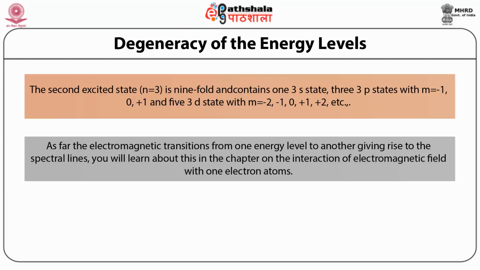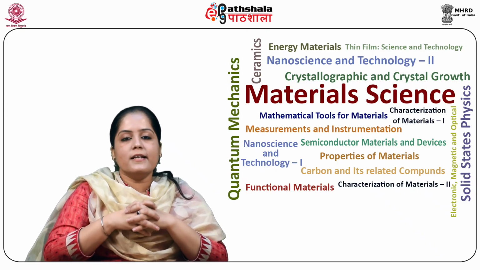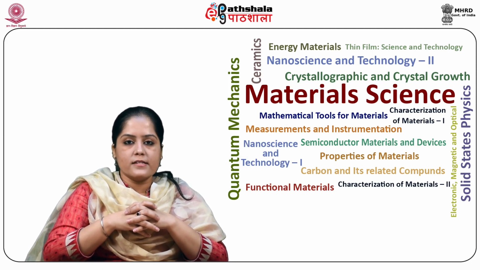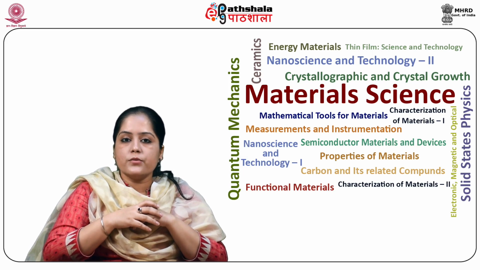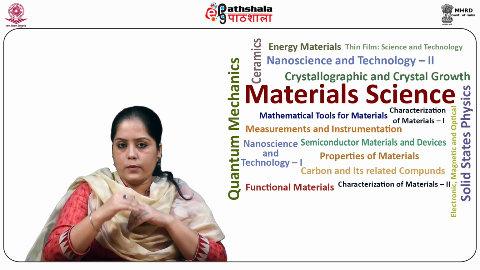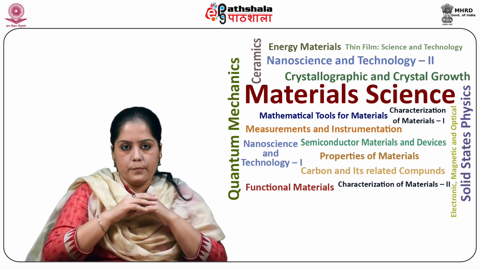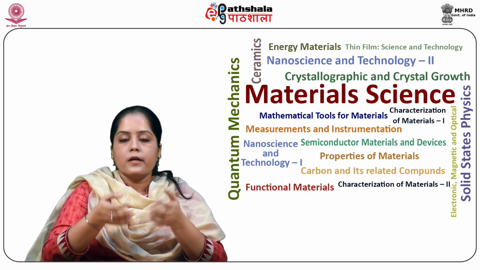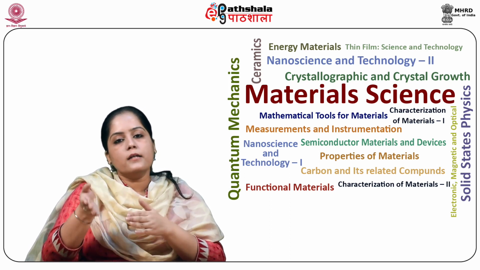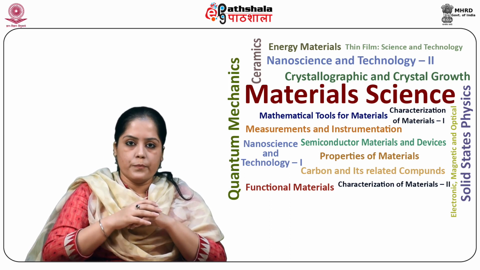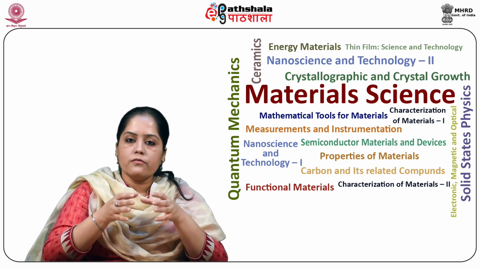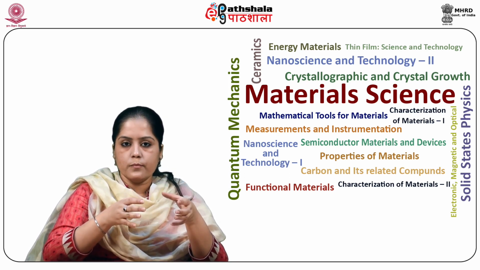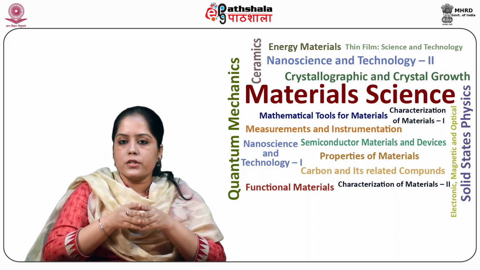As far as the electromagnetic transitions from one energy level to another giving rise to the spectral lines, we will learn about this in the chapter on the interaction of electromagnetic field with one electron atoms. So students, let us summarize what we have learnt in this module. First, we have learned to reduce the two-body Schrodinger equation to a one-body particle system. Secondly, we know the nature of the effective potential consisting of the centrifugal part and the Coulombic part of the potential.